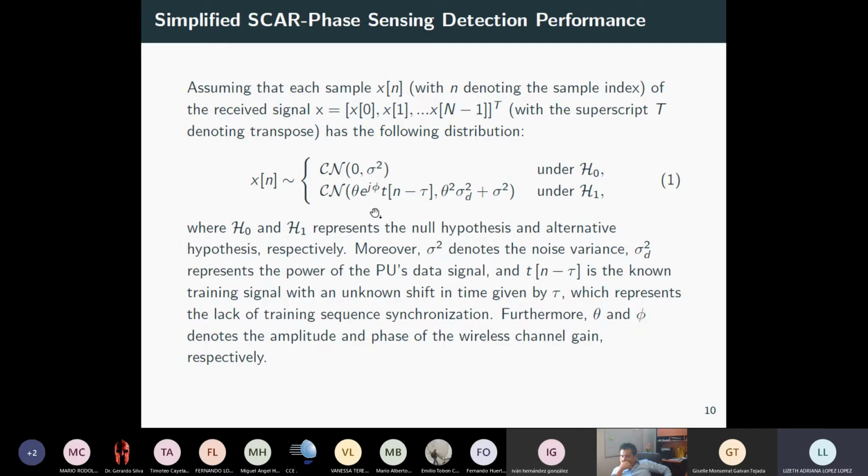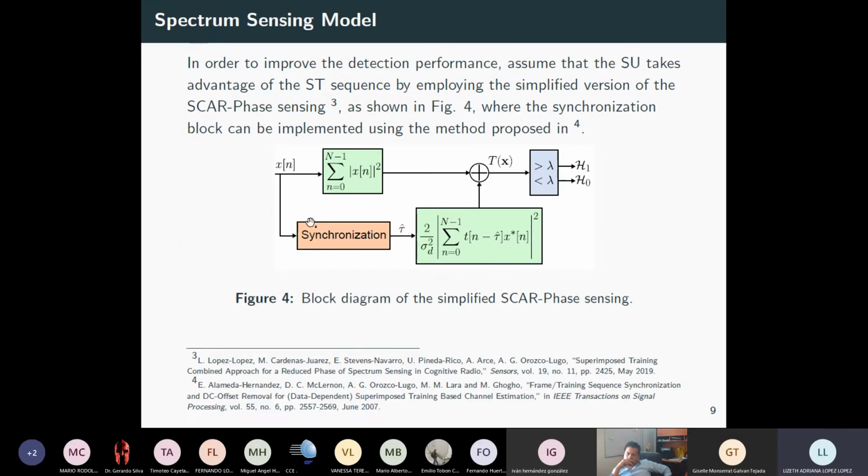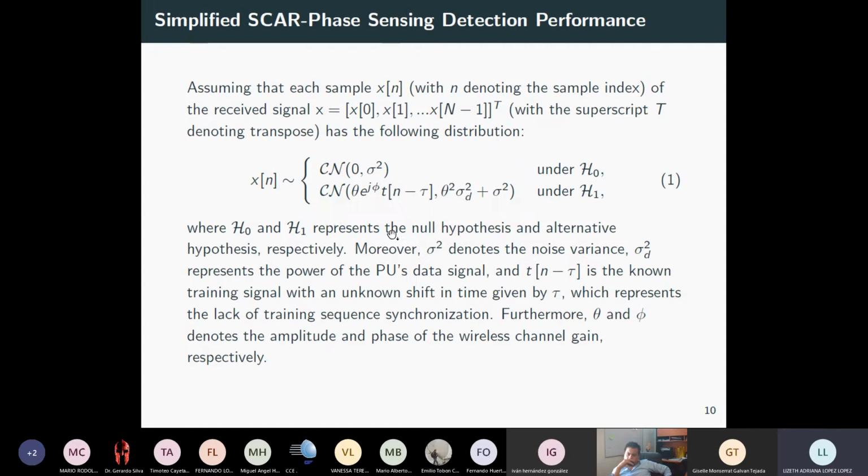And then we consider that this is the amplitude and phase of a wireless channel gain, and this tau represents an unknown shift in time, which represents the lack of training sequence synchronization. And this scar phase sensing allows the secondary user to estimate this tau.